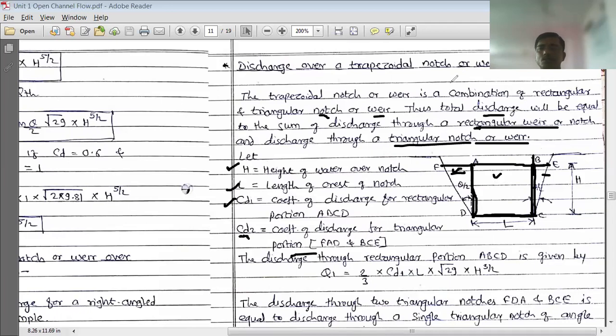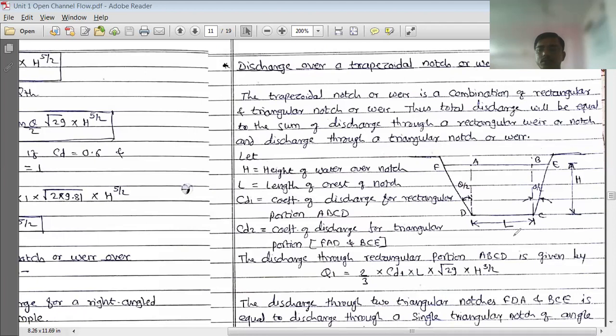Then the discharge over the rectangular portion will be, the formula for the rectangular notch, let us call this discharge Q1. So Q1 will be equal to 2/3 CD1 into L into root of 2g into H raised to 3/2. Similarly, the discharge over this triangular portion: if I cut it and join this half portion with this, you will get one triangular notch with an angle theta. So this is the triangular notch or weir.